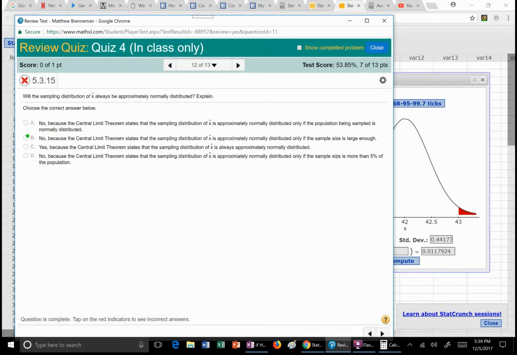Will the sampling distribution of x bar always be approximately normally distributed? Well, we have to be careful. Remember that we assumed the sample size was large enough, in other words, 30 or more. So it has to be B. We know C's not right because if the sample size isn't large enough, it won't be normally distributed. And notice that the central limit theorem doesn't say anything about the distribution of x, so A is wrong. And again, D is wrong because it doesn't say anything about being 5% of the population.